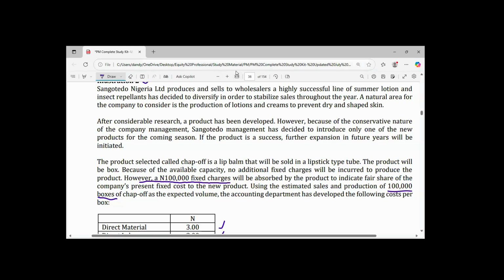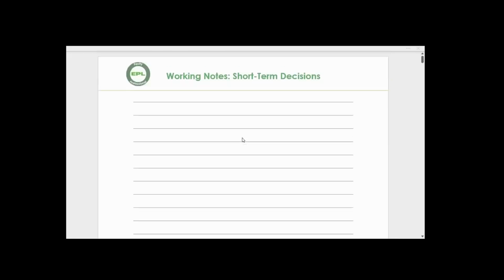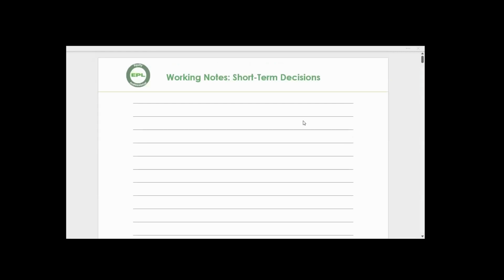But in any case, let me stop sharing this so that we can solve the question straight. Okay. So the name of the company is Shango Tedo Nigeria Limited. Solution to illustration 2. Okay, what page is that? So the name of the company is Shango Tedo Nigeria Limited.